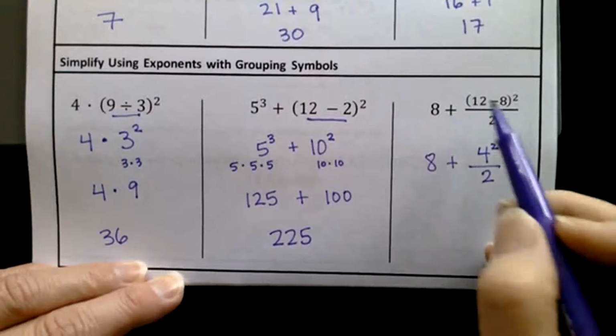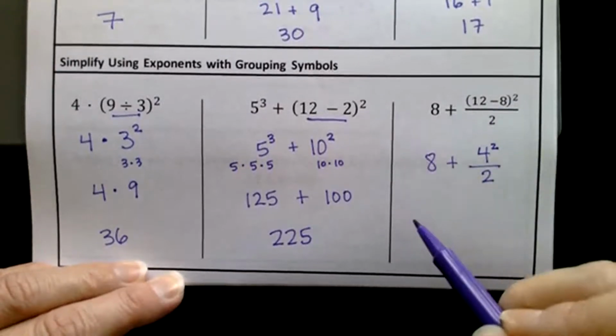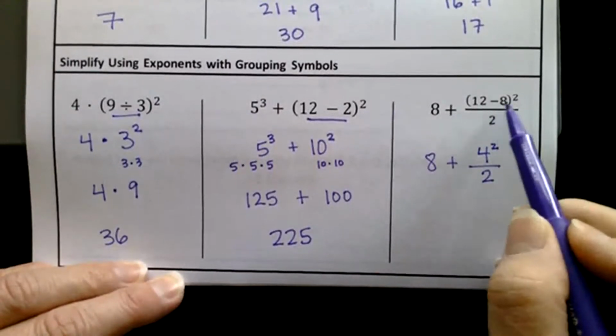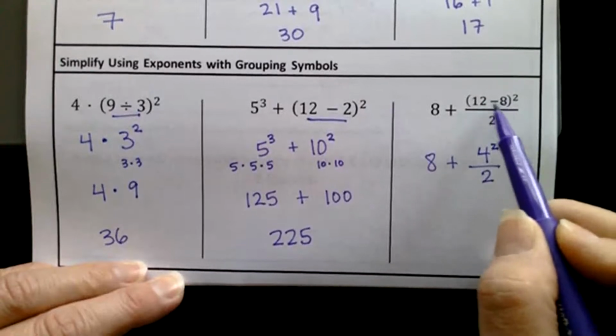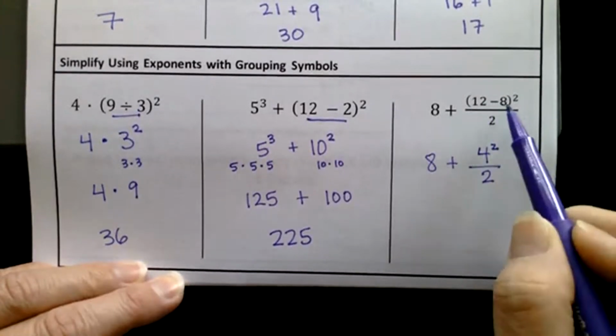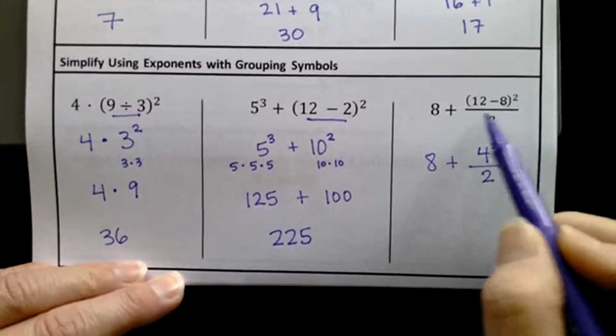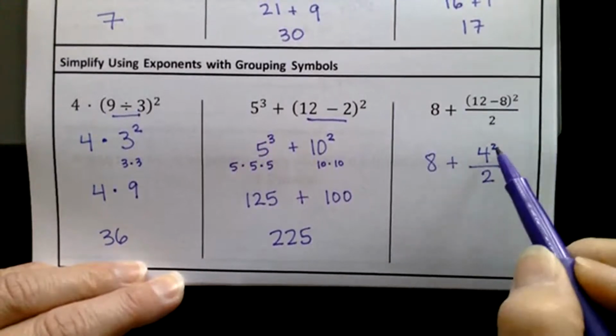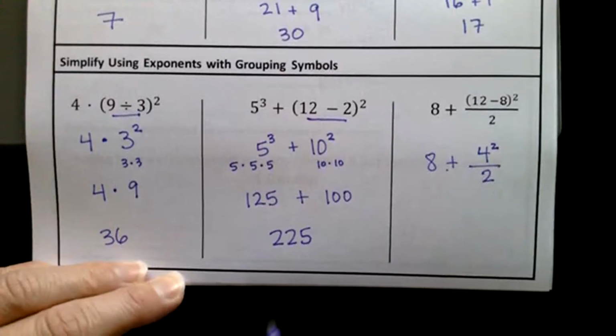So once I do the operation, I did the grouping, I just rewrite the rest of the problem. Okay, I'm doing one step at a time. I do the operation inside the parentheses first. 12 minus 8 is 4. Then I just fill in the rest of the problem. 4 to the second power divided by 2 plus 8.